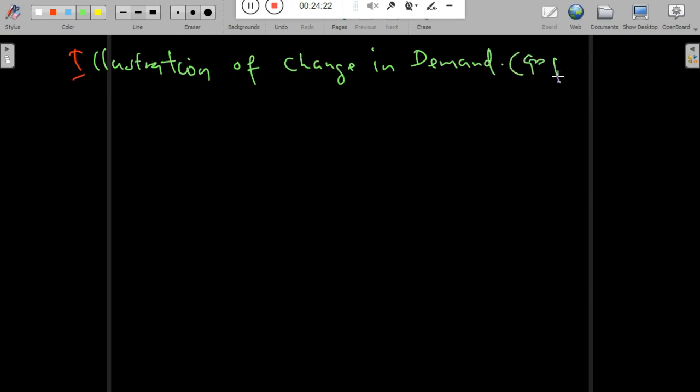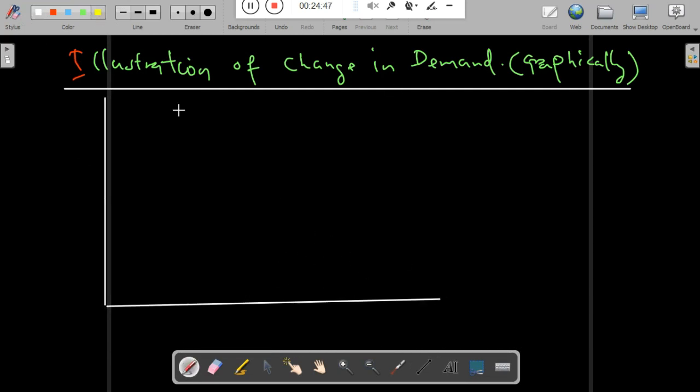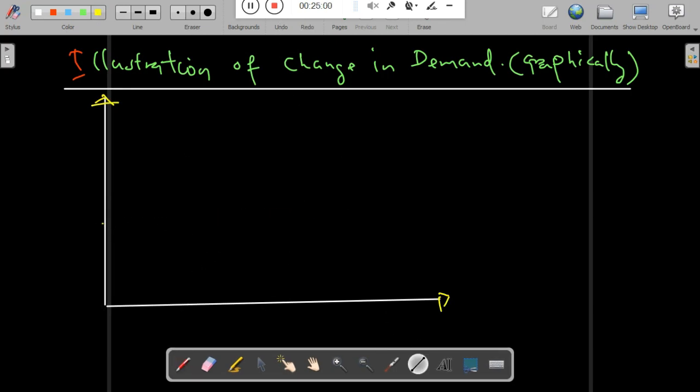This is quite different from a change in quantity demanded. A change in demand is an increase or decrease in demand due to a change in any other factor. It does not have to be only price, nor only income. Any factor other than the price of the commodity may cause a change in demand. So let's try an illustrative diagram.